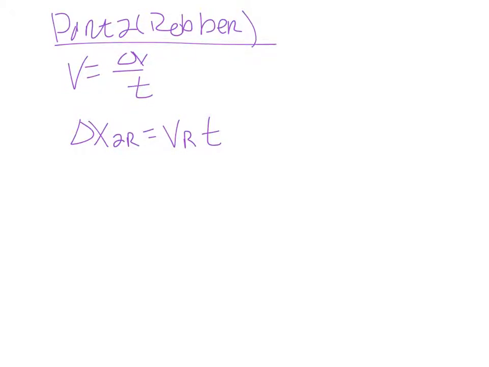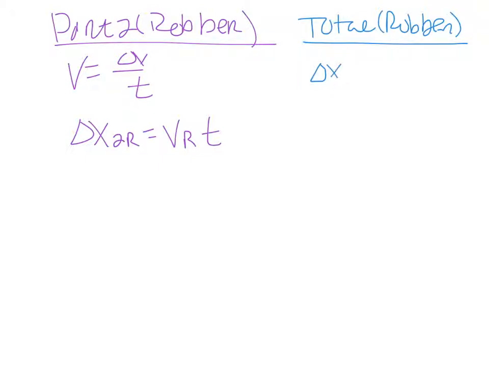We also want to look at the total motion of the robber. We know that he's doing 2 different things. So he's accelerating in part 1, he's moving at a constant velocity in part 2. But we know that the total distance he covers, so delta x total, will be equal to delta x1 for the robber, which we just found, plus delta x2 for the robber.